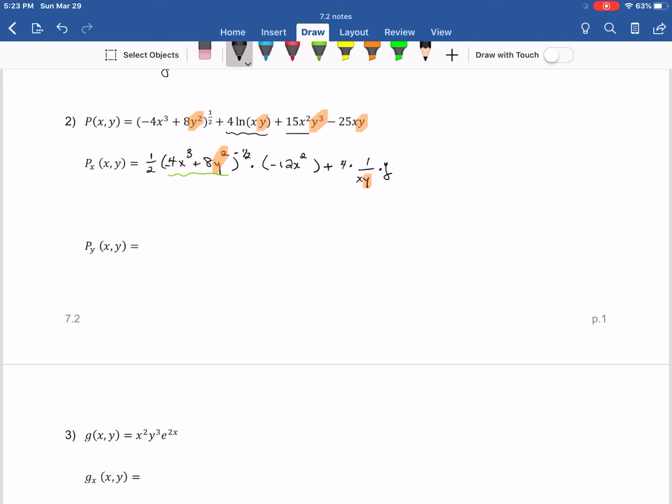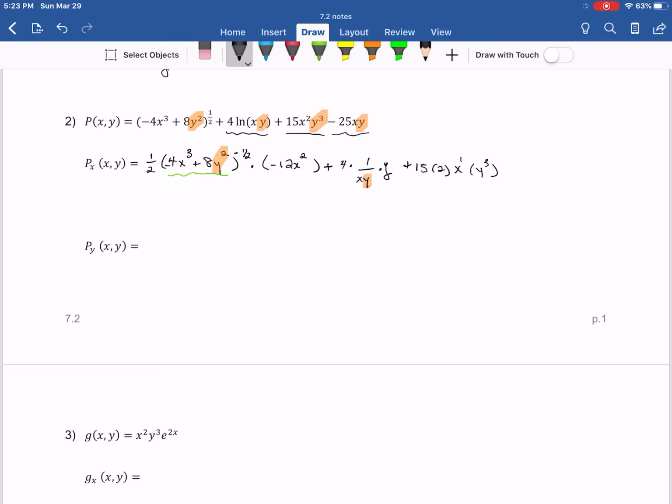The next term is 15x squared y cubed. Don't forget y is your constant. So the derivative is going to be 2 times 15. Let's write that out. 15 times 2, right? Bring the exponent down in front, times x to the first, times y cubed, because isn't y cubed just another number? So it gets multiplied all along, just like that 15 did.